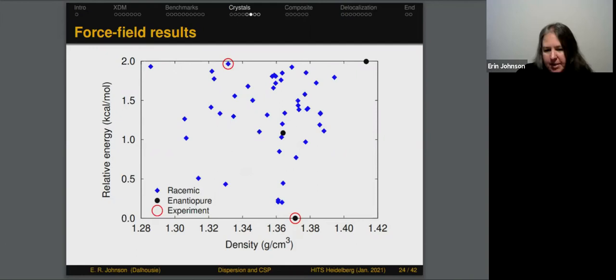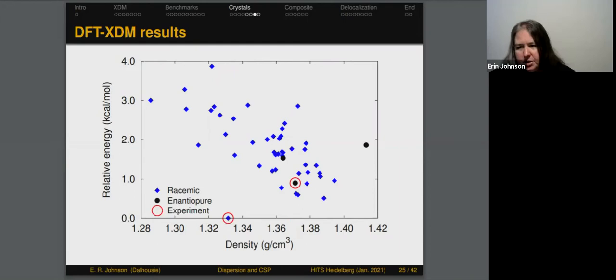However, if you re-rank the energies of these structures with a dispersion-corrected DFT, we see quite a large change in the crystal energy landscape. Again, the experimental conglomerate structure is the lowest energy of the enantiopure candidates, but now the lowest energy racemic structure also corresponds to the experimental structure of the racemate. So one might wonder which of these pictures is correct. And thankfully, because this is a chiral compound, we're able to measure experimentally the enantiomeric excess and use that to determine the relative energy difference between the racemic and enantiopure phases.